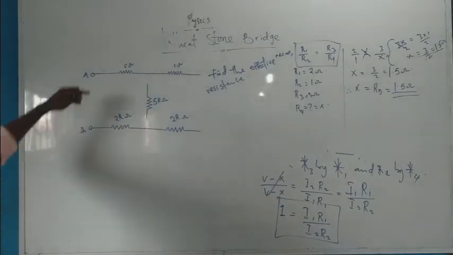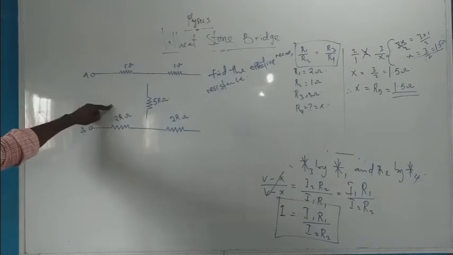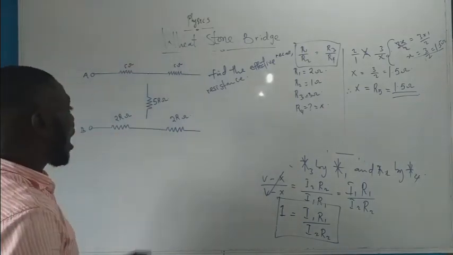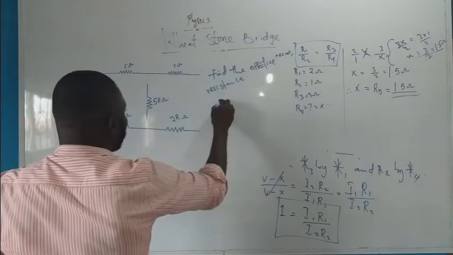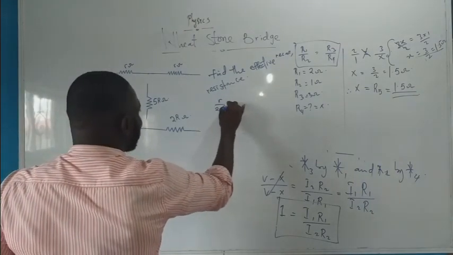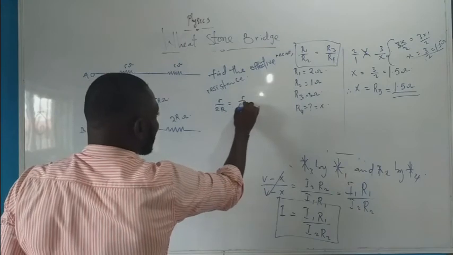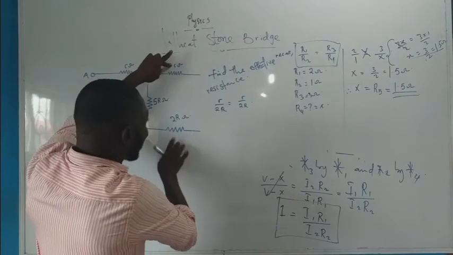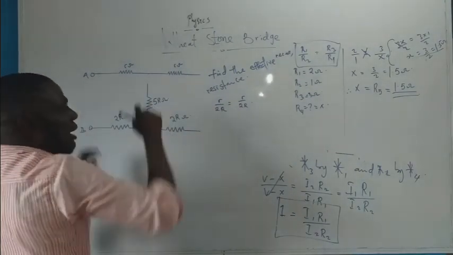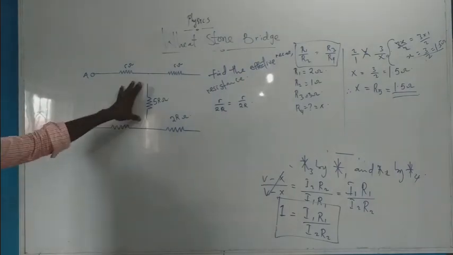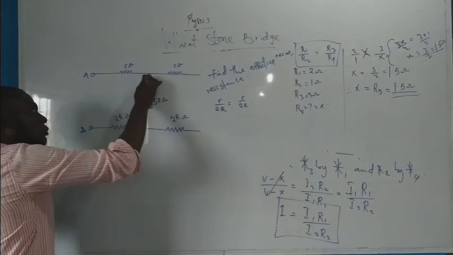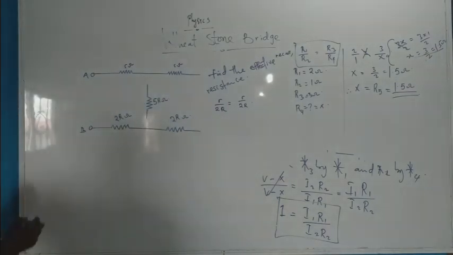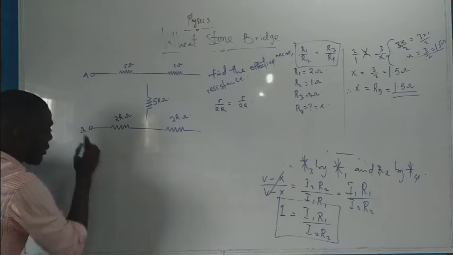Now let's see if this is balanced. R over 2R is still the same thing as R over 2R. Since this and this is equal to this and this, it means that this is balanced. Then we remove this, because current is not flowing through the 5R ohms. Therefore, we can have the diagram this way.